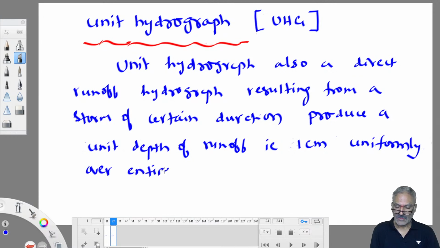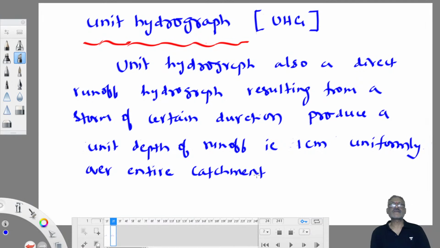Is it possible? Practically not possible. But I am thinking, what if runoff exactly accumulates everywhere, 1 centimeter over the entire catchment, and that runoff is delivered into a stream, how exactly does the stream flow vary? If 1 centimeter runoff happens everywhere in the catchment and is delivered into a river, then how exactly does the river discharge vary? So the hydrograph for that runoff resulting from a catchment is known as the unit hydrograph.